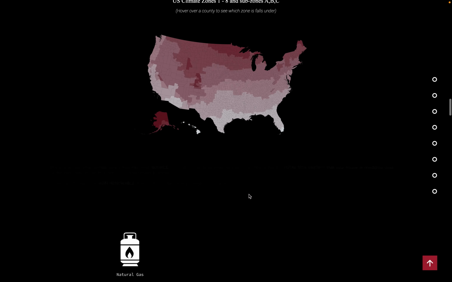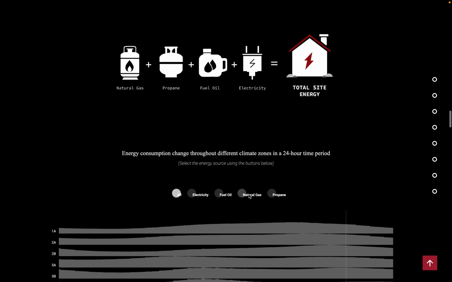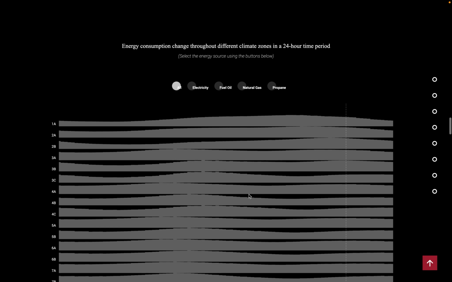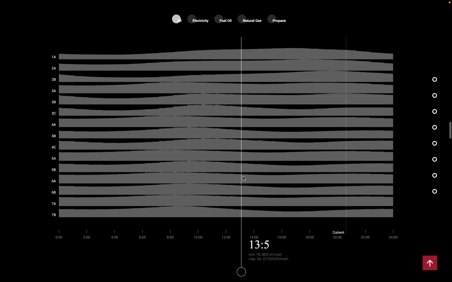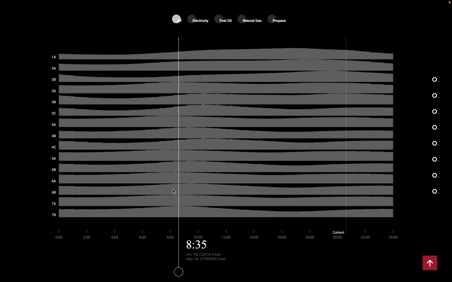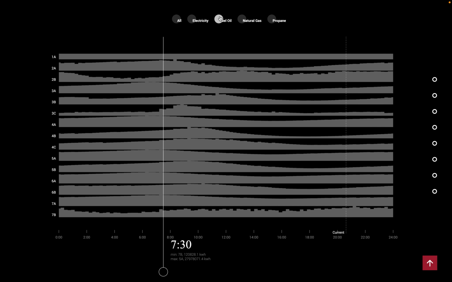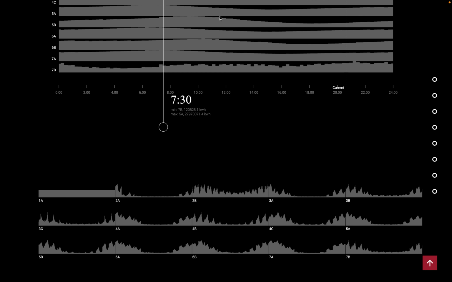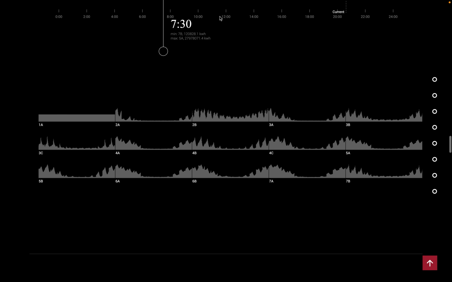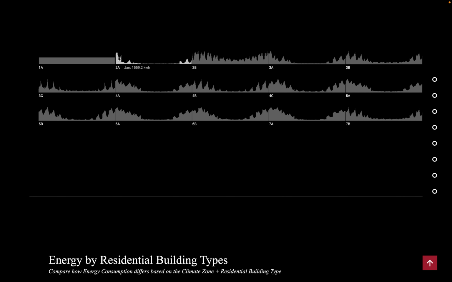We now show the energy type used in each climate zone and its usage in a day. This helps understand what regions use non renewable energy. The user can click through different energy sources and see the pattern for a day. We even have an indicator of what your energy use is at the current time. The supporting smaller charts compare between the shapes of energy use for all climate zones.